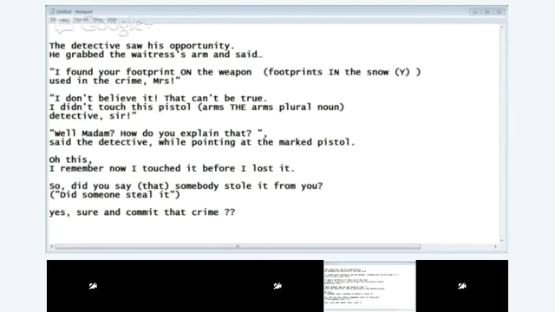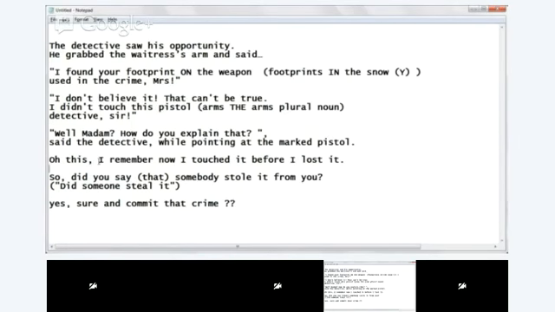The paragraph from the sentence of, oh this, I remember now. I touched it before I lost it. I think I have a sentence better than this that can be good in this story. Okay, what would your alternative be?